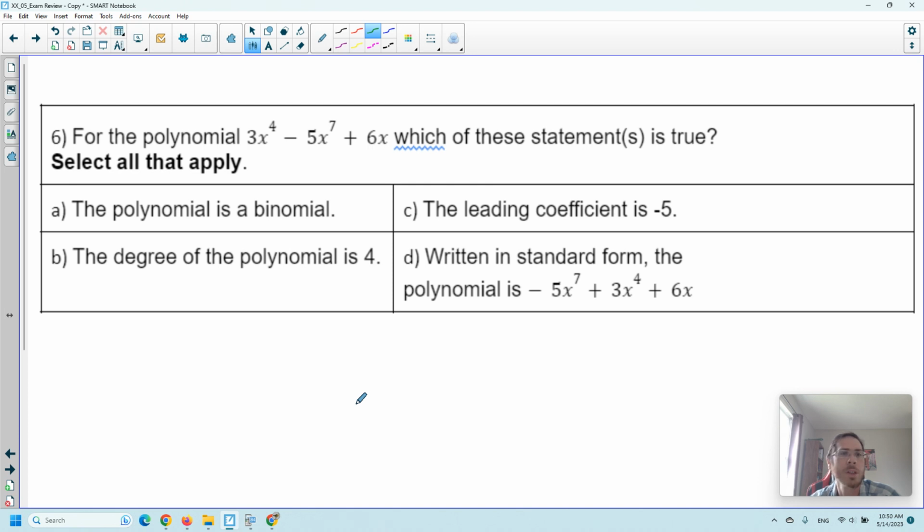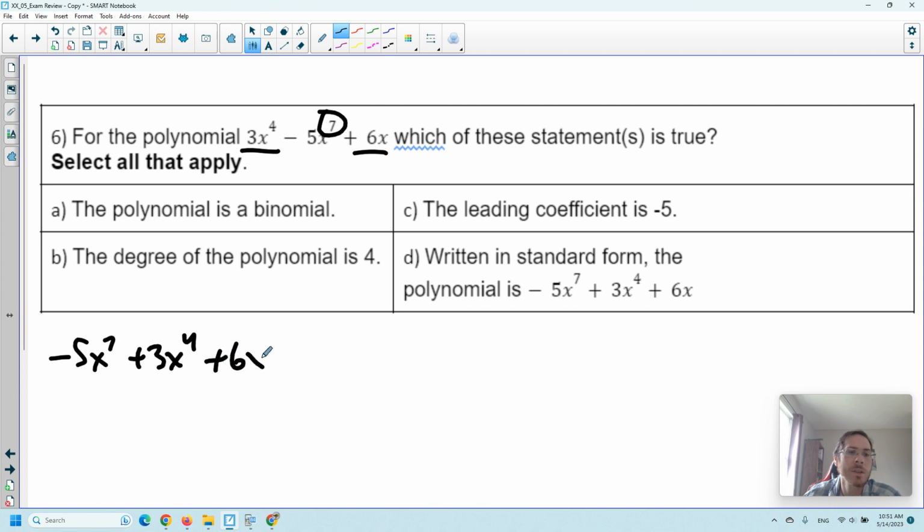For number 6, for this polynomial, which of the statements is true? Select all that apply. So before I select anything, I want to put it in standard form. I can see even one of the questions is asking about standard form, so let's do it. Standard form means you have to go by degrees, so highest degree first. So here I've got a 7, so that goes first, negative 5x to the 7th. Then I've got 4 is next, so plus 3x to the 4th, and then 6x is last, plus 6x. So right away I can see, yes, this is correct because it is the polynomial in standard form.